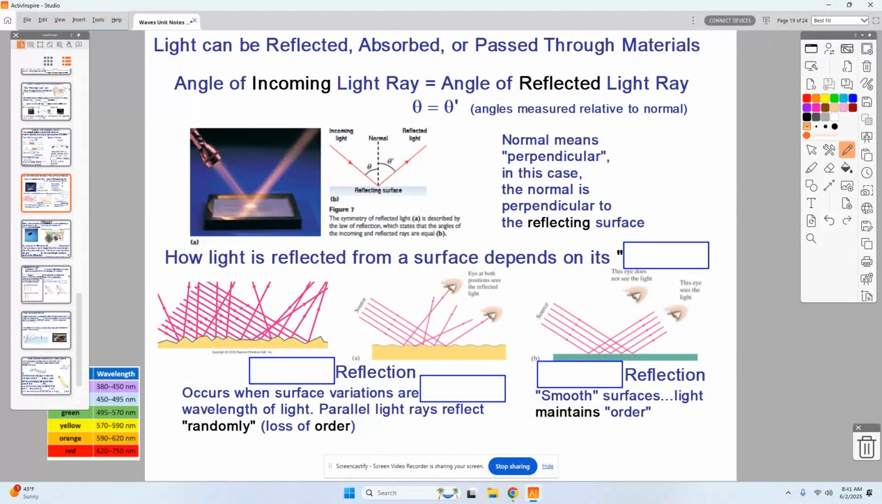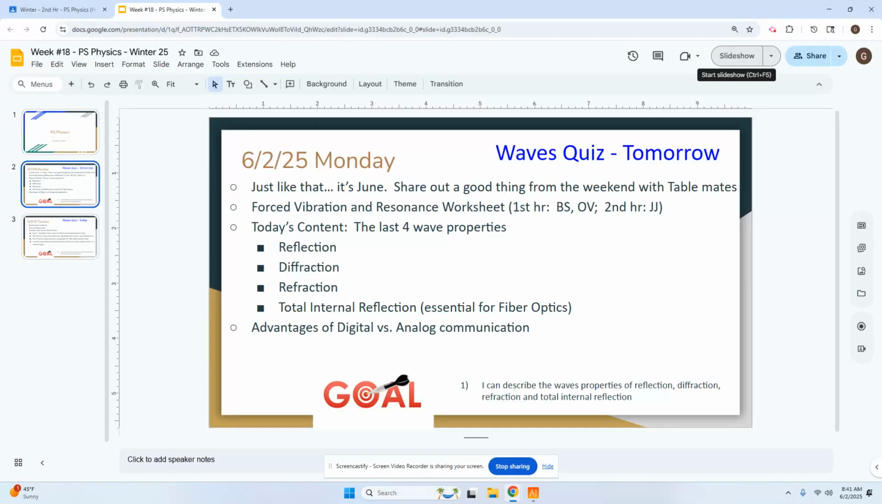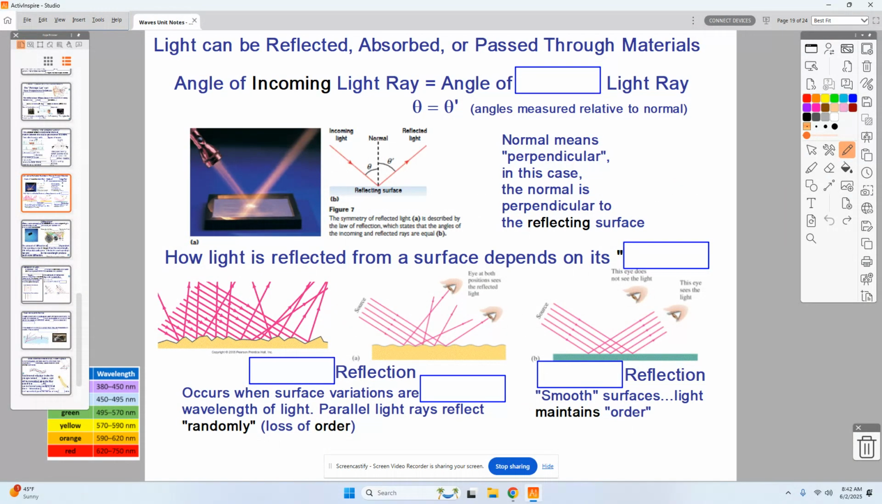Okay, so if you're gone today, we're looking at 4 different wave-related phenomena. Today's topic is on 6.2.25. We're going to look at reflection, diffraction, refraction, and total internal reflection. We do have our quiz tomorrow, so in the event that you're having to watch this remotely, be aware of that.